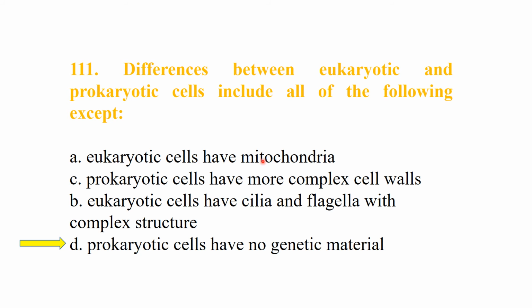Eukaryotic cells have mitochondria, but prokaryotic cells have no mitochondria. Prokaryotic cells have a more complex cell wall. Yes, it is made up of peptidoglycan. Eukaryotic cells have cilia and flagella with a complex texture. Yes.